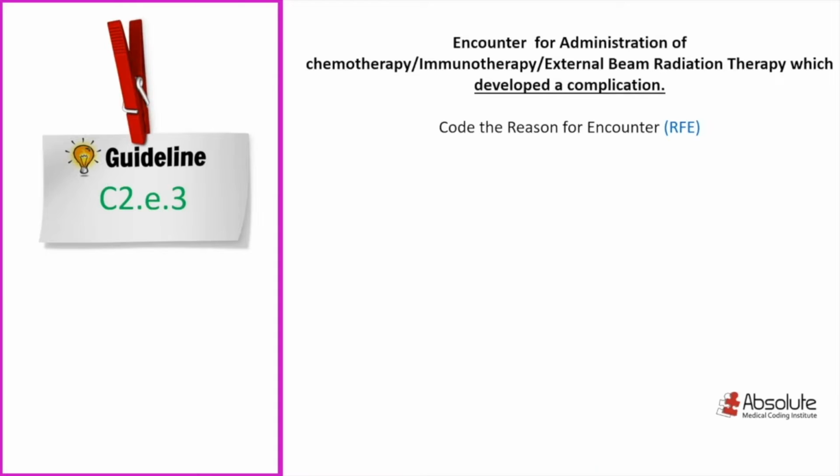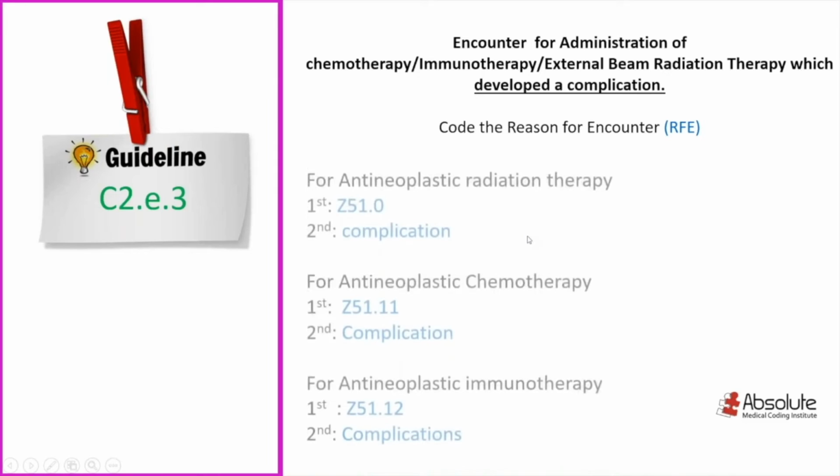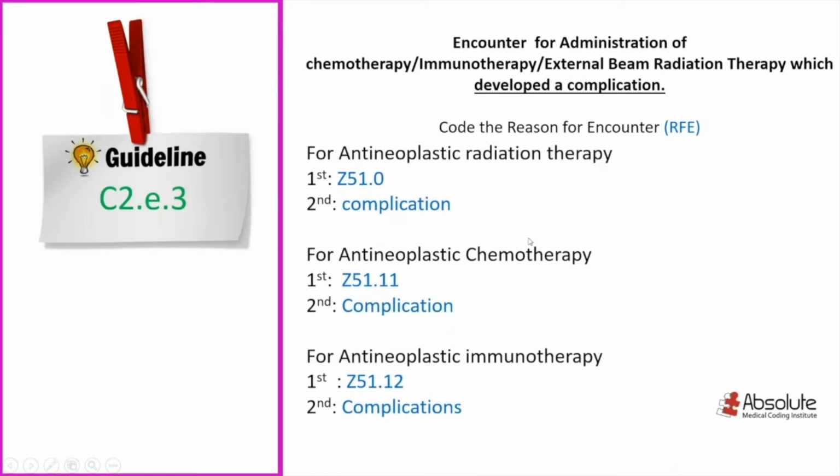Next one is on guideline C2E3, encounter for administration of chemotherapy, immunotherapy, external beam radiation therapy, which developed a complication. So once again, code for the reason for encounter. So if the patient is coming for an anti-neoplastic radiation therapy and the patient develops any complication, first assign Z51.0, and second, the complication.